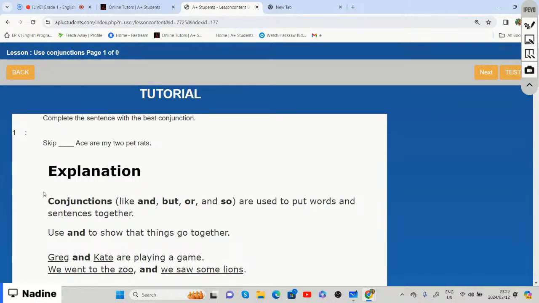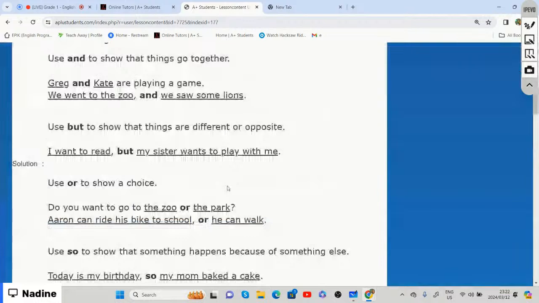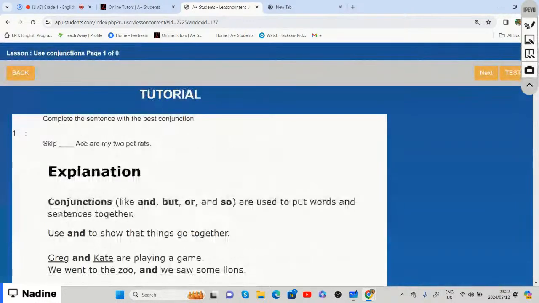Right? And then we already made examples of those activities. So now it says complete the sentence with the best conjunction. Add our conjunction. It says Skip ace are my two pet rats.